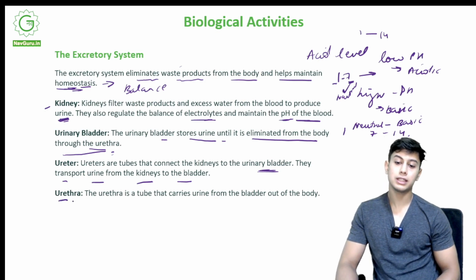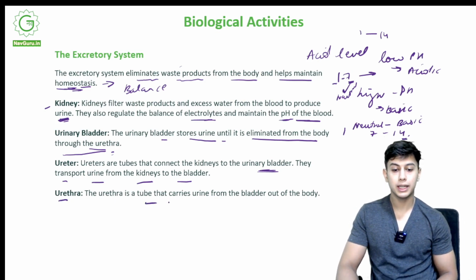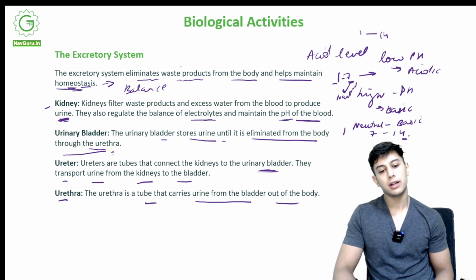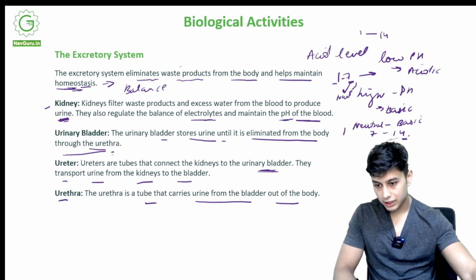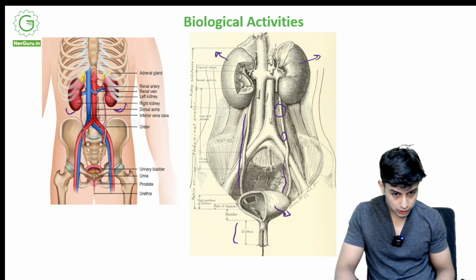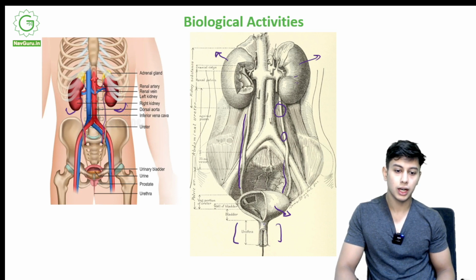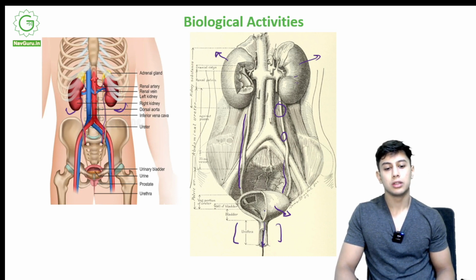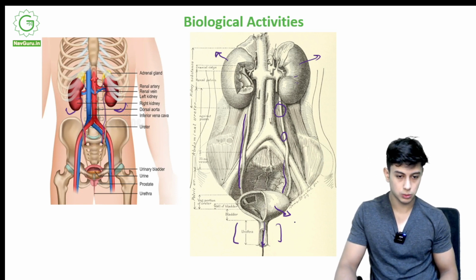Urethra. Now urethra is important because the urethra is a tube that carries urine from the bladder out of the body. So when we pass urine, this is the urethra. They have shown it as well. This part is the urethra. This is inside the body only, and it is responsible for transporting the urine when it has to be passed out. It has to be thrown out.